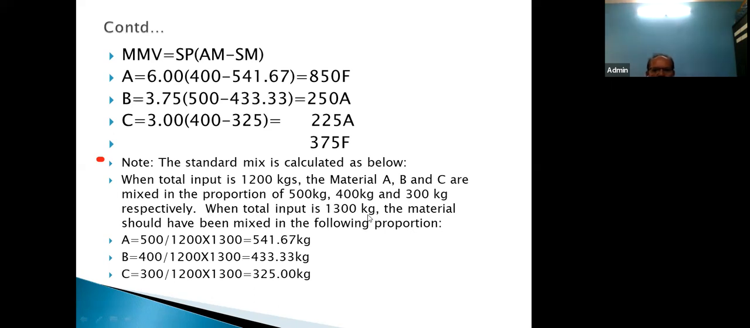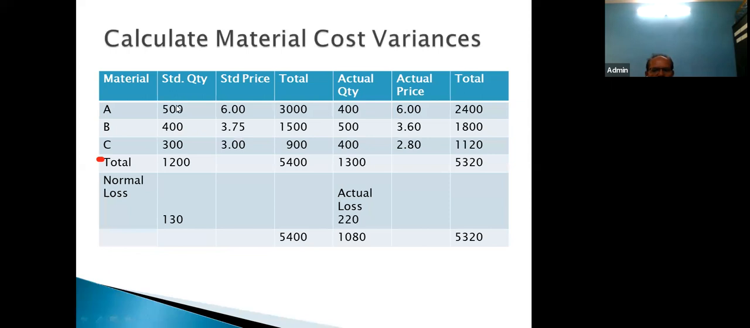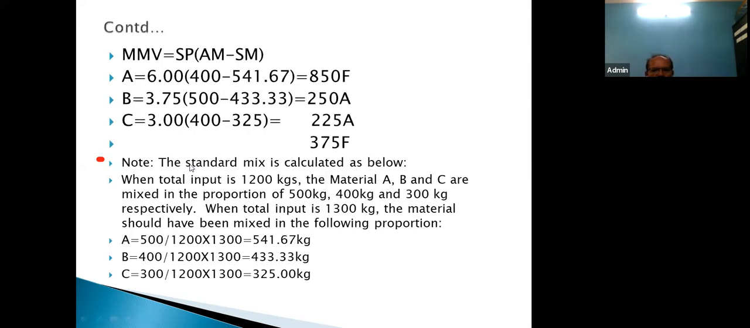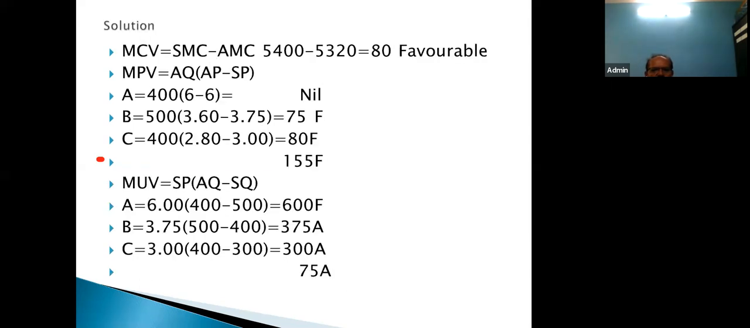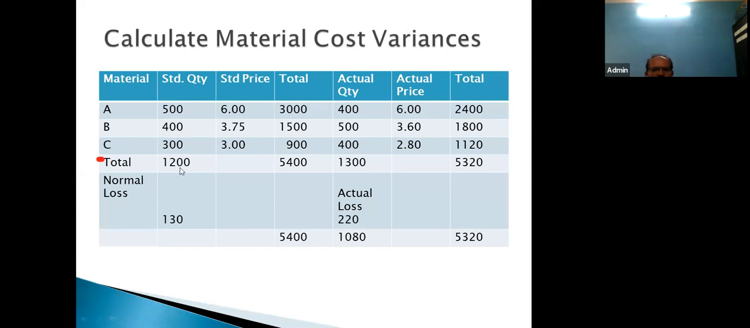When total input is 1300 kilogram, the material should have been mixed in the following proportion. तर ते काढण्यासाठी आपल्याला 500 upon 1200 multiplied by 1300, म्हणजे ह्या टेबल मधली इन्फॉर्मेशन 500 and 1300, 1200 ह्या फिगर दिसतात का तुम्हाला? व्हॅल्यू टेबल मध्ये दिसलात का? टेबल दिसलात का? 500, 1200, 1300 दिसलात का? Yes, sir.